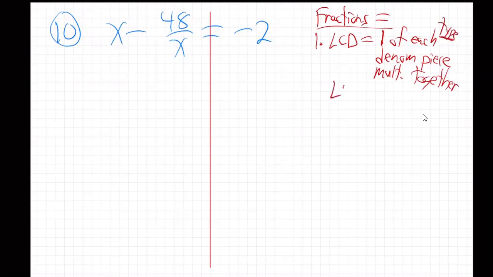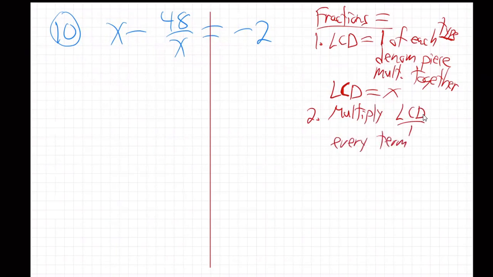Anyway, on this one, the only thing under the bar is that x, huh? This is the only denominator in the whole problem. That's the only thing under a bar. So that is the only denominator. It's the common denominator. All right, and then what do you do with that common denominator? You multiply LCD over 1 to every term.